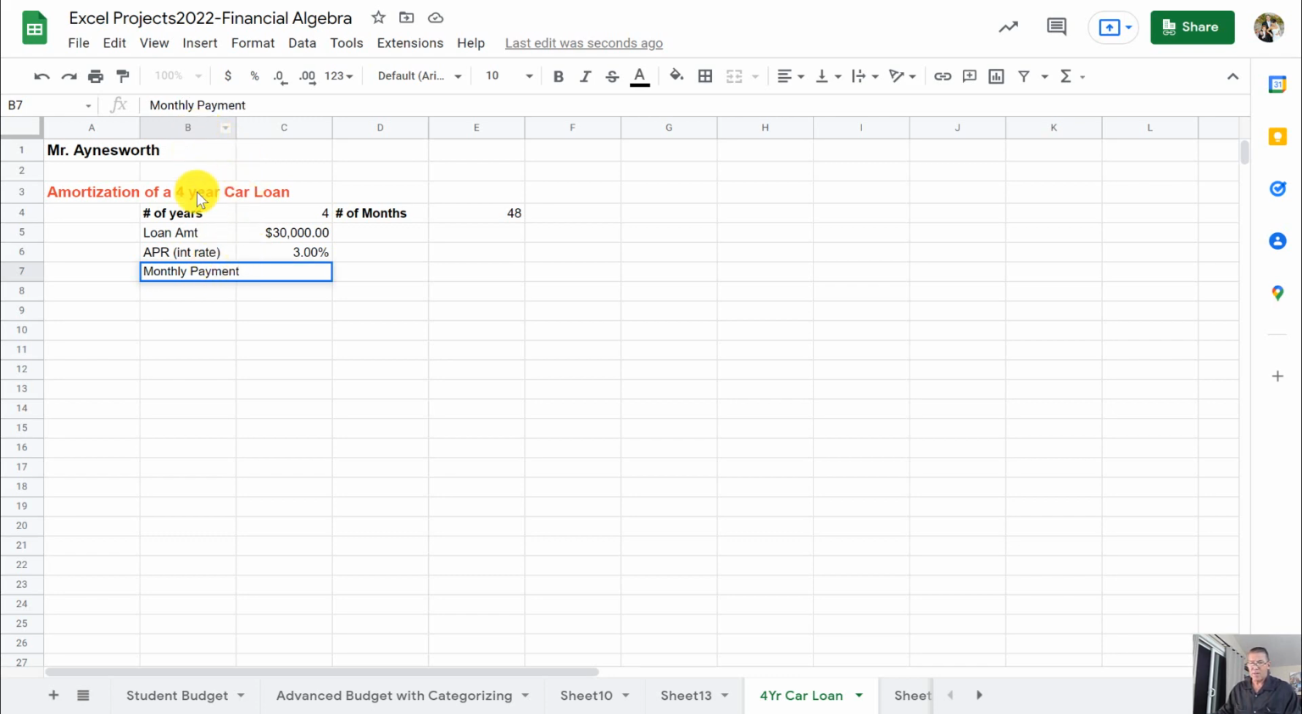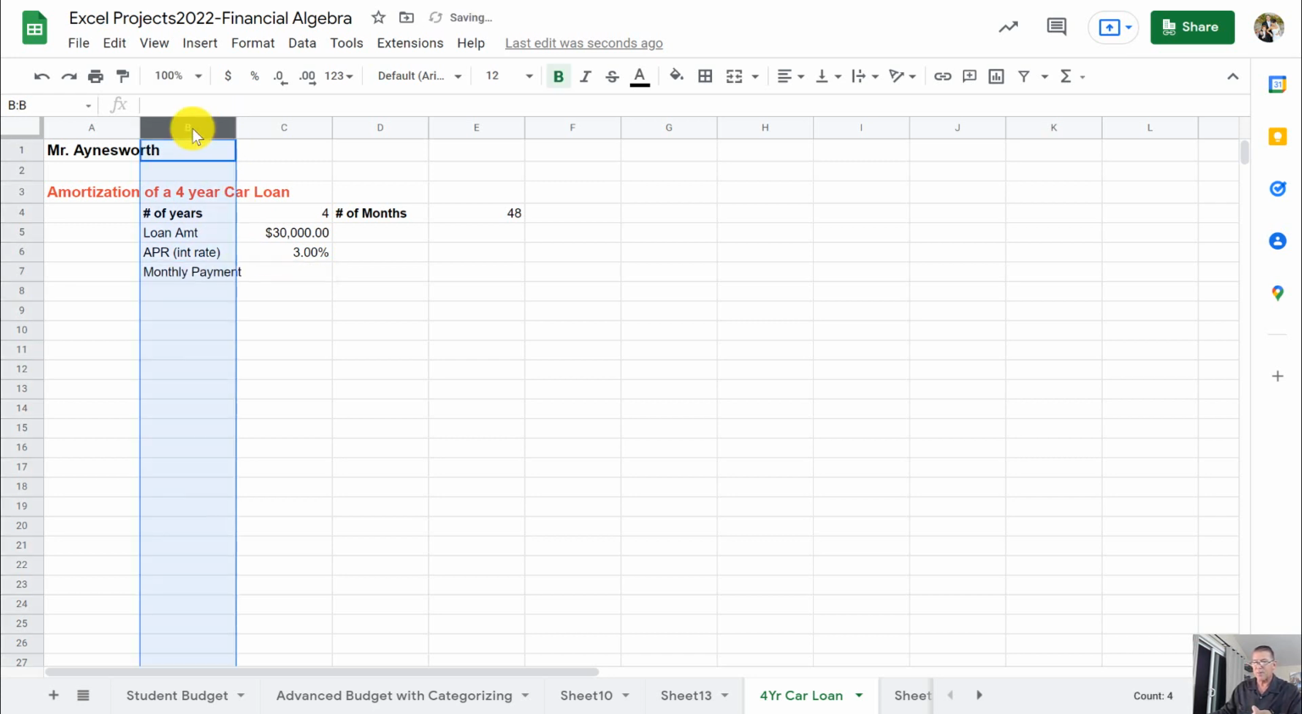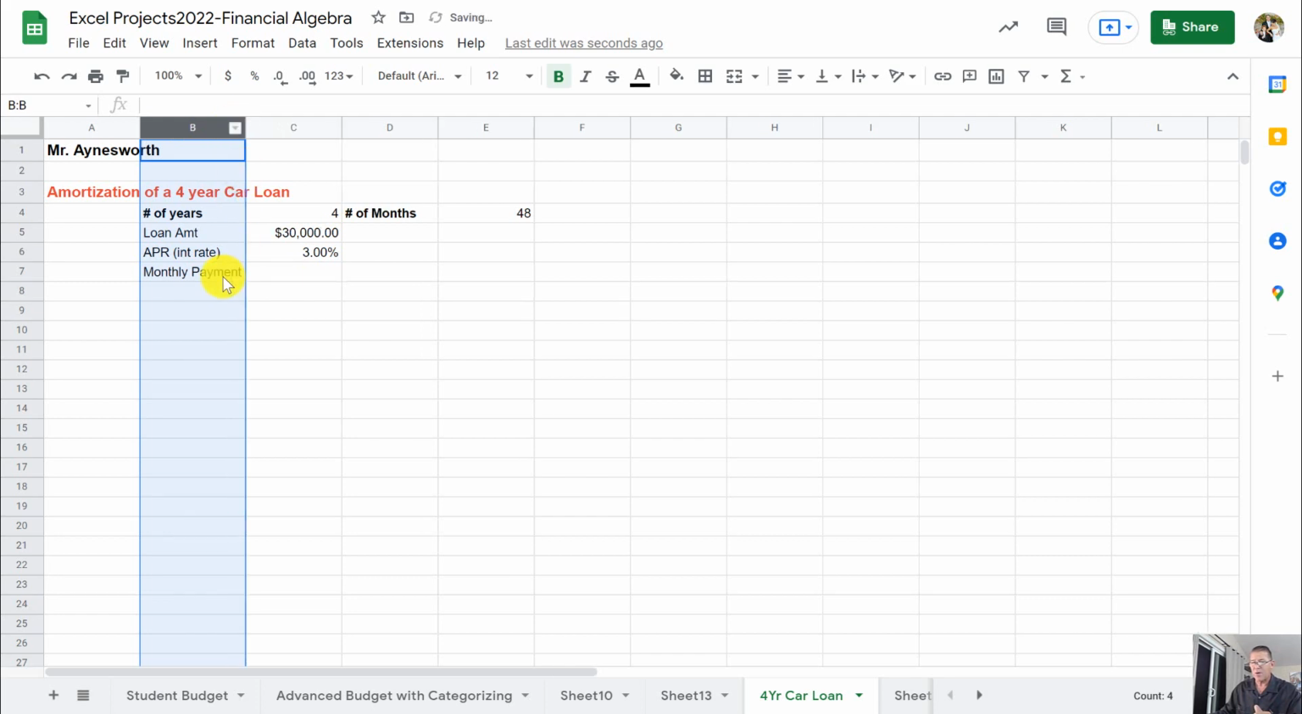is as follows. Now notice that the title just went a little bit too far. It went into column C. When that happens, just come up here to the top, go in between columns B and C and double click, and it will automatically adjust it for you.